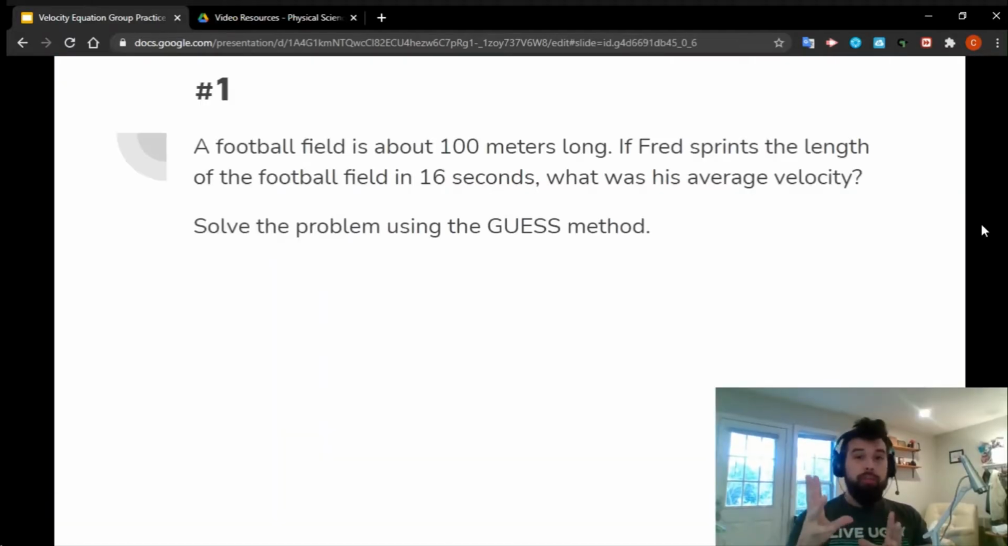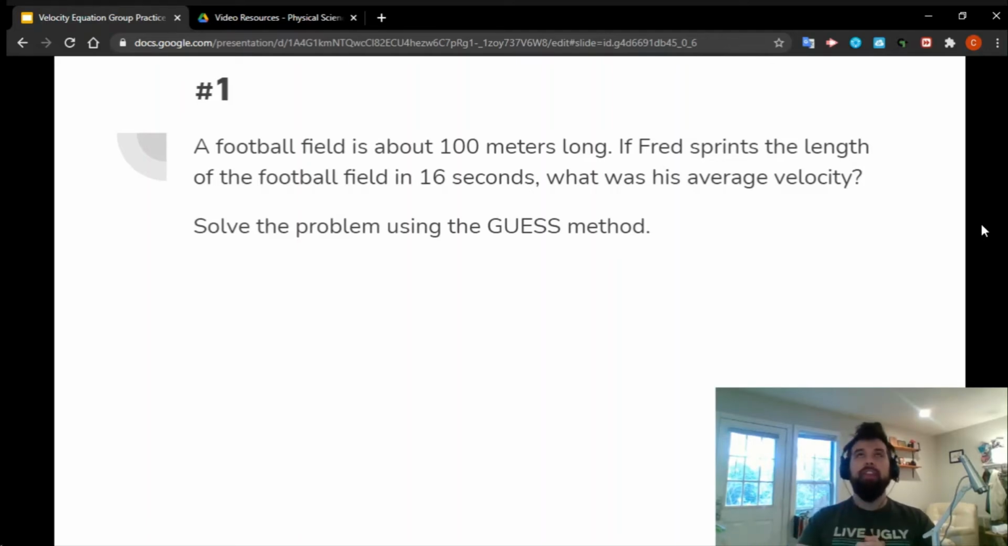Okay, so for this first one, I'm going to walk through things step by step using the guess method. I'm going to take it pretty slow so that we can see how this works. This first one says a football field is about 100 meters long. If Fred sprints the length of the football field in 16 seconds, what is his average velocity? Solve the problem using the guess method.